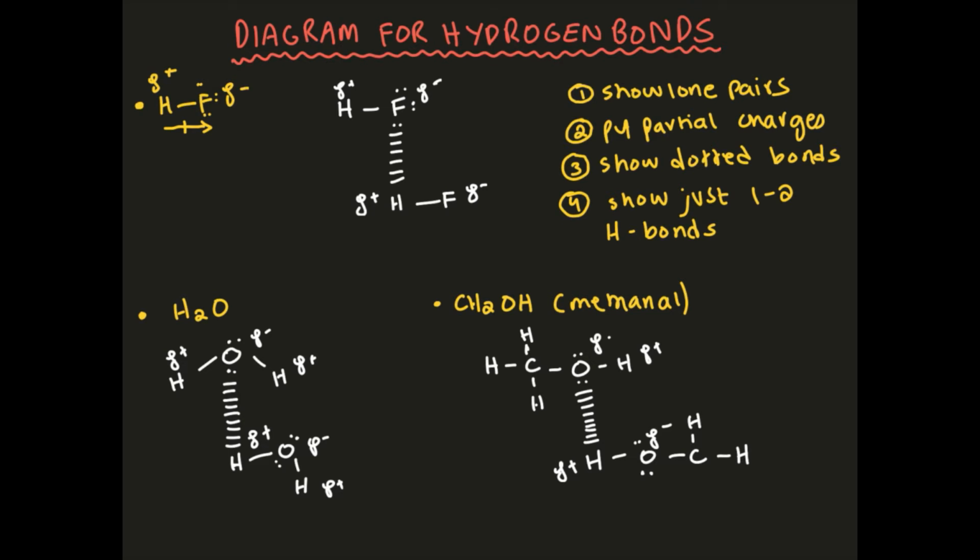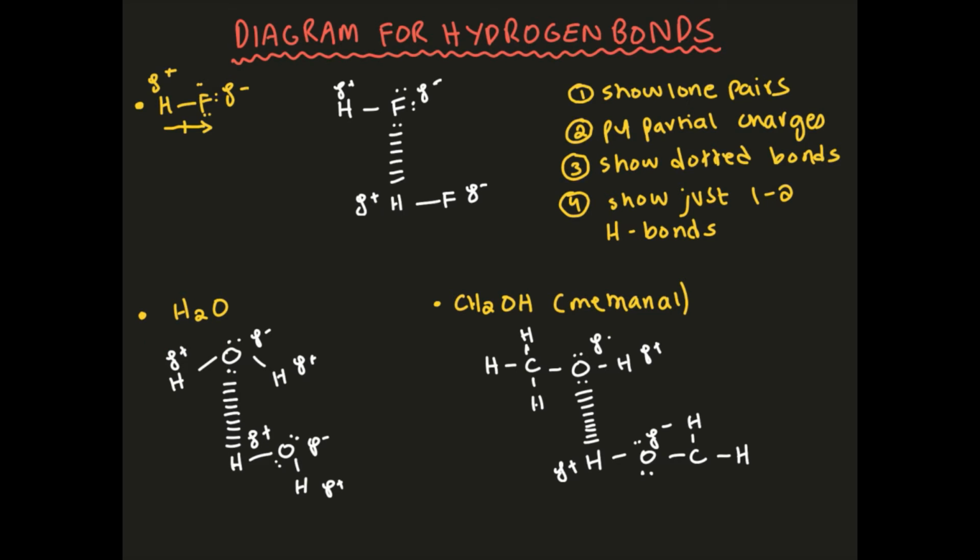After this, since hydrogen bond is a bond between an electron deficient hydrogen, which in this case is going to be this hydrogen, and the lone pair of a highly electronegative atom, which is fluorine, you're going to make a dotted bond. So just to recap, you have to show all the lone pairs. You need to put the partial charges on all the molecules that are there. You need to show the dotted bonds. And it's always advisable to show just 1 to 2 hydrogen bonds unless you've been told to do otherwise in the question. Now let's look at another example, which is water.